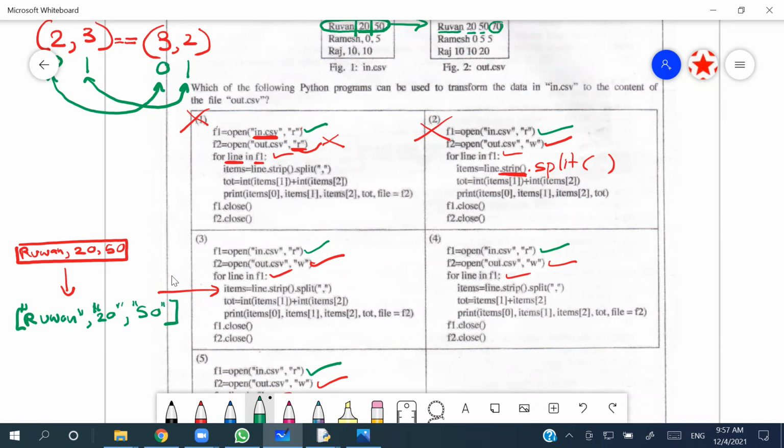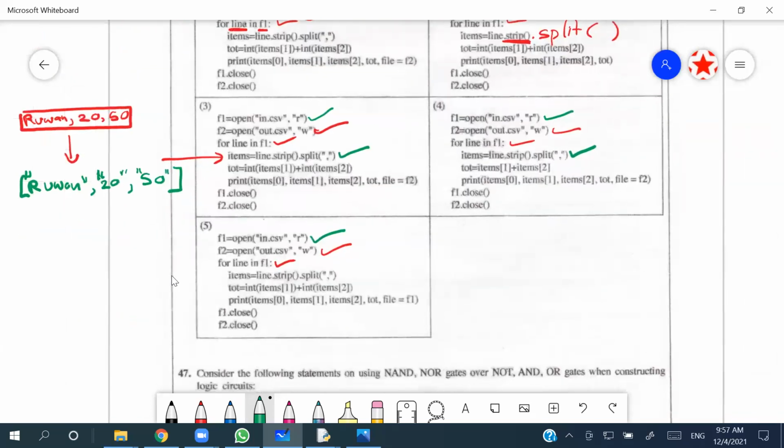So that is what is happening from the fourth line. In the fourth answer, this is correct, and in the fifth answer, yeah, it is correct as well. Right. And the indentation also takes place clearly. And now in the third answer, it says tot equal items one. So this particular list is now named as items, right? That happens from the stripping and splitting. So now they say tot equals int items square bracket one plus int items square bracket two.